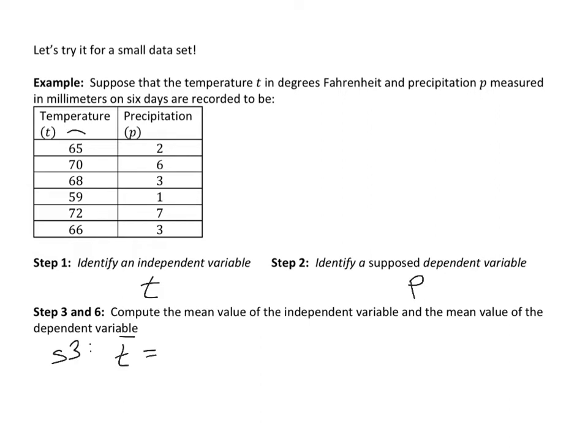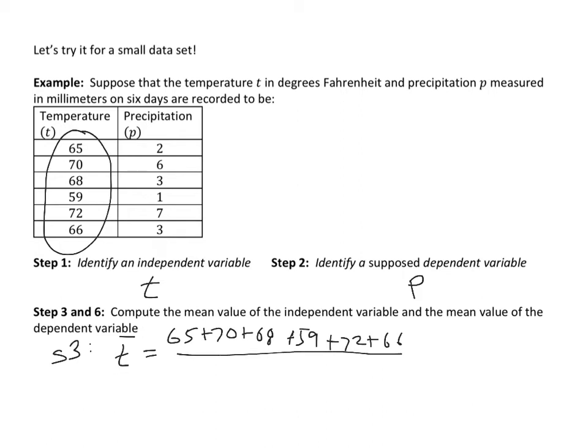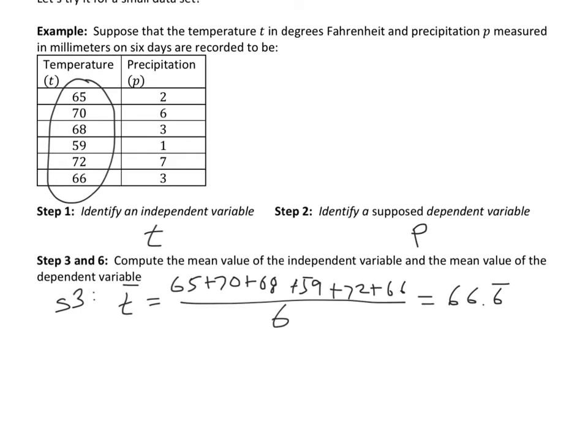So how do I find the average of these things? Well, really simple, right? I just add up 65 plus 70 plus 68 plus 59 plus 72 plus 66 and divide this whole thing by 6. All right, so I got 66.6 repeating. That's step 3. We're going to continue on here.